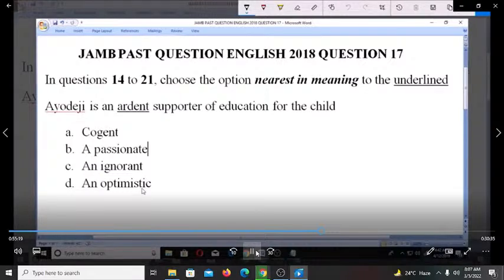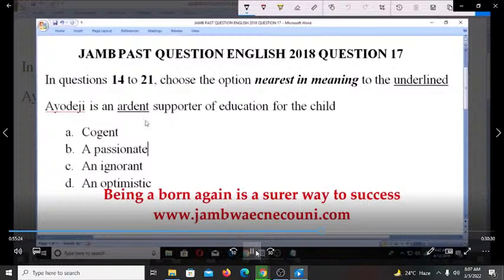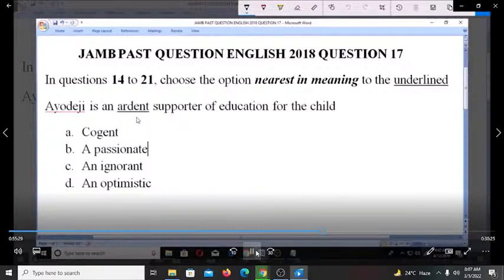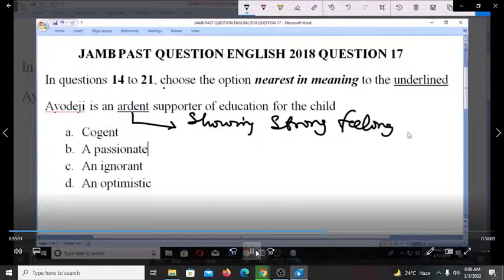So which of these is the synonym or has meaning that is near to ardent? Now, for us to get this in perspective, we need to know the different definitions of all this. Now, when you hear the word ardent, ardent simply means very enthusiastic and showing strong feelings about something. So you have very strong feelings about something. That is, you are an ardent supporter of that. So you can also say that this word passionate also means showing very strong feeling.